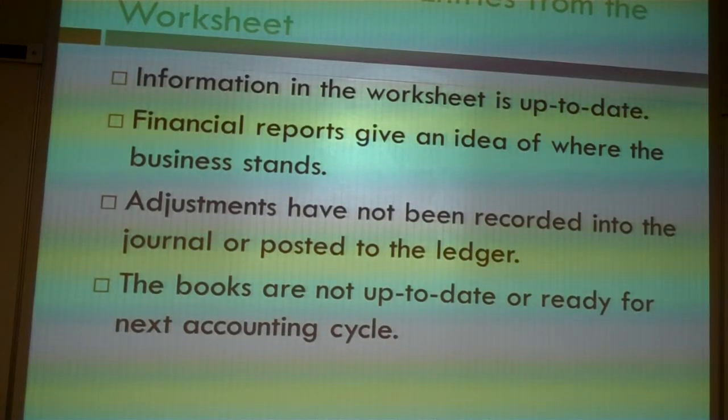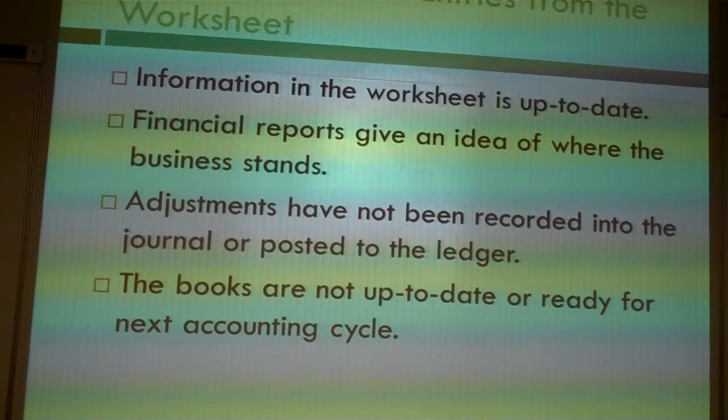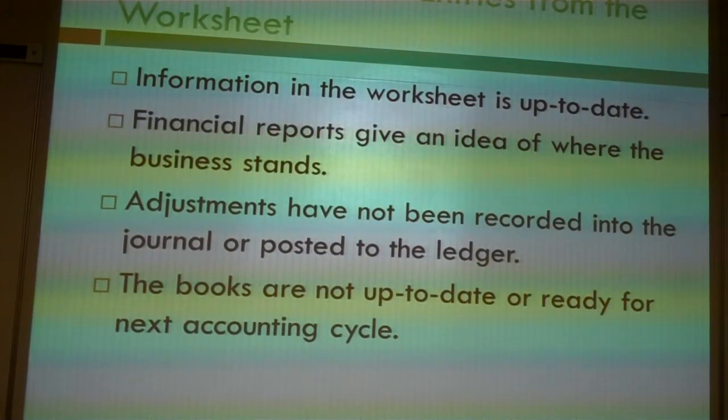When we prepared the worksheet, as I said earlier, we made our accounts current just on the worksheet. They're not current in the ledger. The ledger is where we list all of the accounts in account number order. We need to make those current by recording those adjustments. And the last thing, the books are not up to date or ready for the next accounting cycle until we do that.